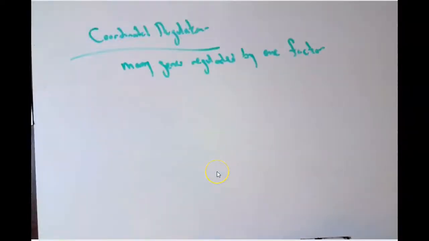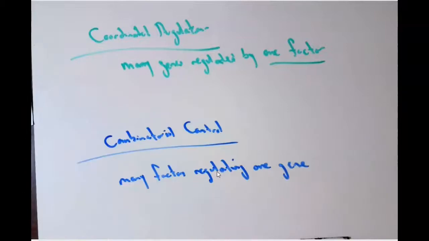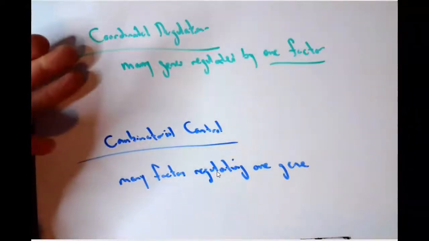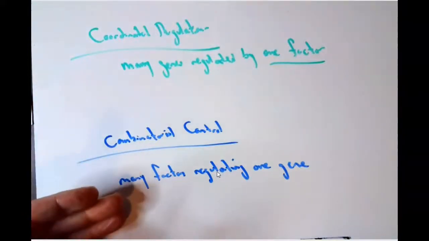So, coordinated regulation. What does that mean? Coordinated regulation is the regulation of many different genes that are controlled by a single factor. Now that factor can be an environmental stimulus, or it can be a single transcription factor. What that factor is can be a number of different things, but the idea here is that many genes are regulated by one thing. What is combinatorial control? Combinatorial control couldn't be any more the opposite of coordinated regulation. The idea of combinatorial control is that many factors, and again, this can be environmental factors or transcription factors, regulate one gene. So coordinated regulation, many genes are regulated by one thing. Combinatorial control, many things are regulating a single gene.